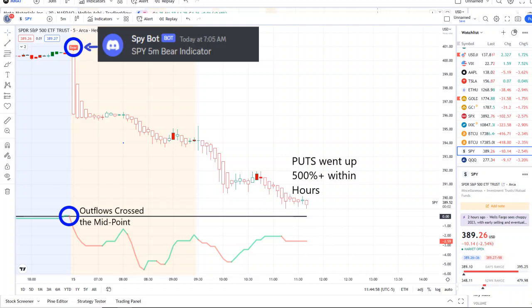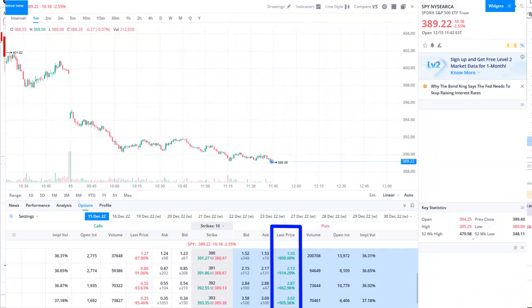Pure weakness there on 42 vision, into the bell and after the bell, and put options went up 500% plus within hours, guys. And as you see popping up here on the screen, on the options chain, it went much higher than that.